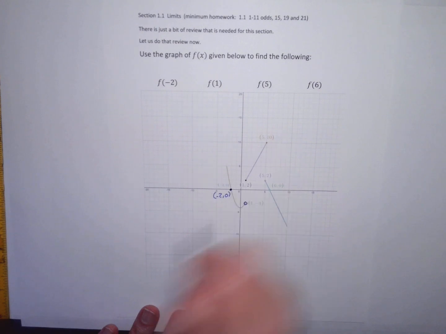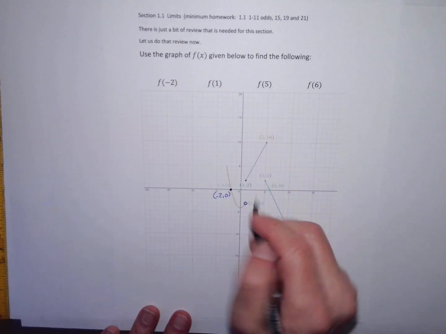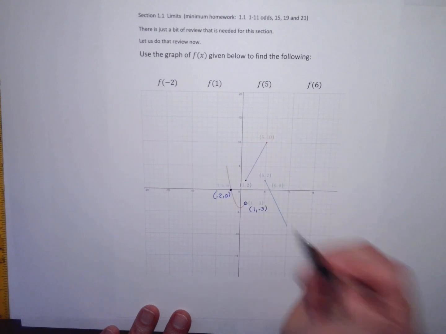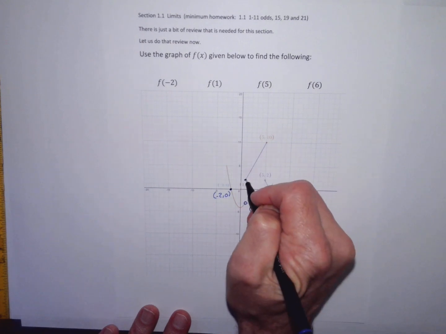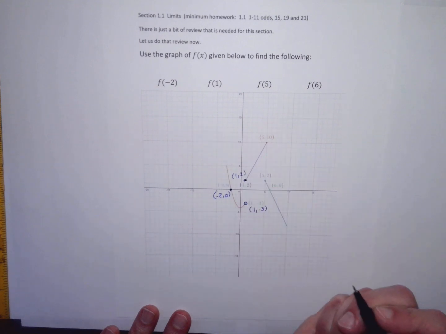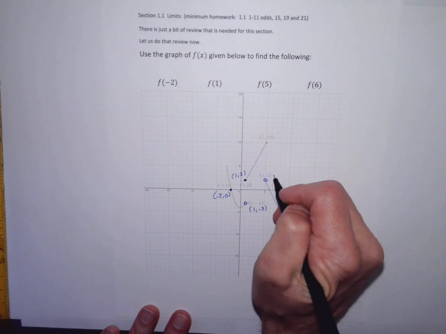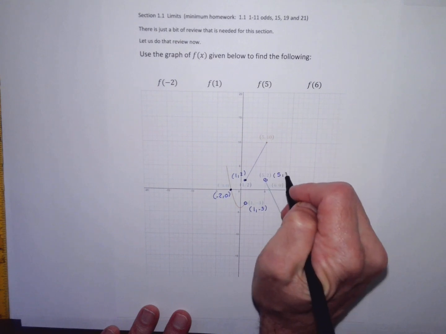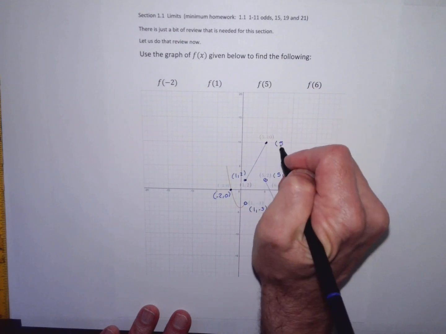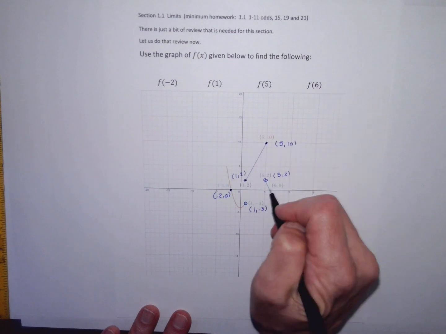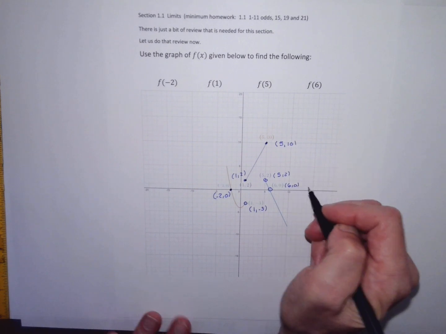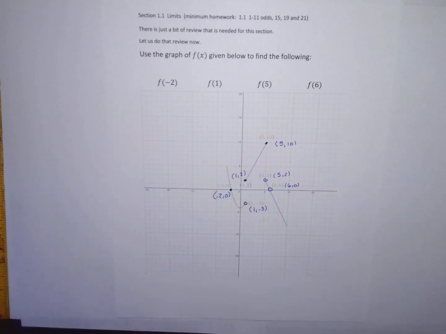The point -2, 0 is marked on this graph with a solid circle. The point 1, -3 is marked with an open circle. The point 1, 2 is marked with a closed circle. The point 5, 2 is marked with an open circle. The point 5, 10 is marked with a closed circle. And the point 6, 0 is marked with an open circle. So there are 6 points marked on this graph, some of them marked with open circles, some with closed circles.